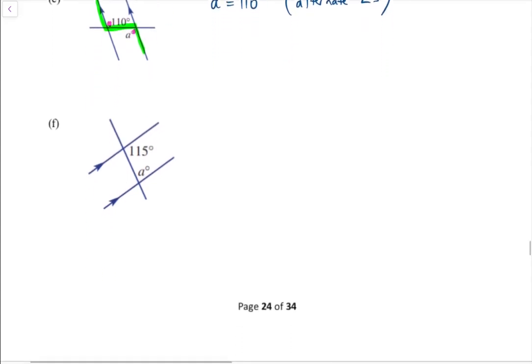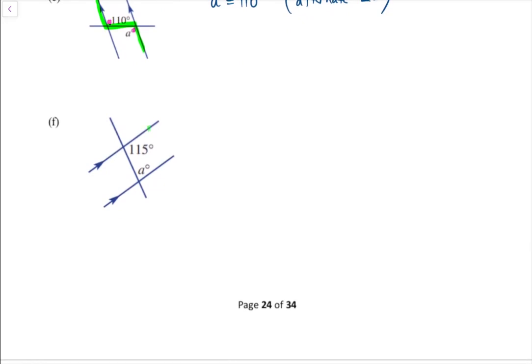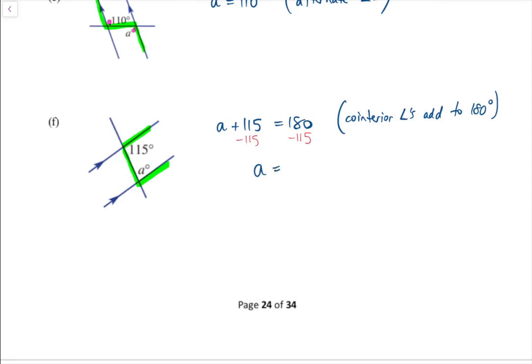Part F. Now, part F, I can see my two angles. So I've got one angle coming in there, that's the 115, another one there, that's a C shape. C shapes were the trickier ones. A plus 115 equals 180. Why? Because they are co-interior angles, and co-interior angles add to 180 degrees, which means I now have to minus 115 from both sides. So A equals 180, take away 115, which is 65 degrees.